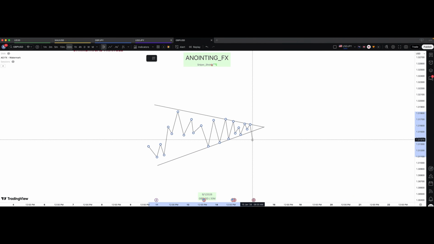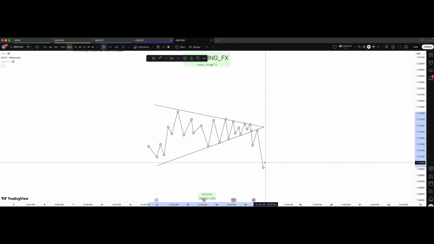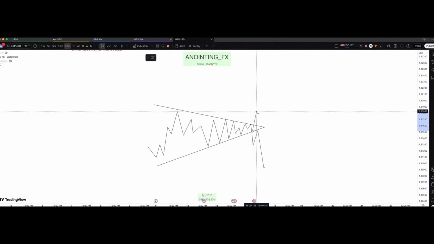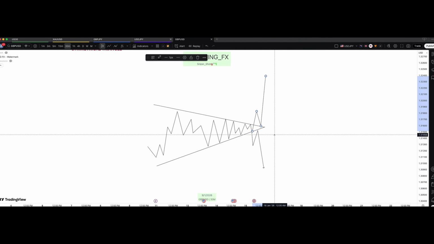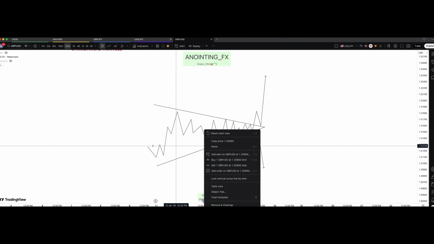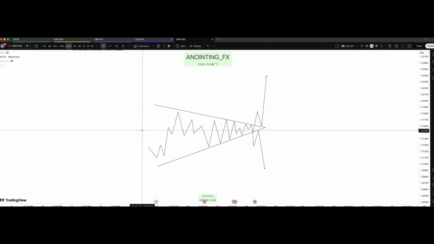So if price breaks to the downside, then it's going to retest and then continue to the downside more. But if it breaks to the upside, then it's going to retest and keep going to the upside. So that is that for the symmetrical triangle. Don't get yourself confused. Get to understand these patterns very well and have them at your fingertips. Now, let's go into the chart and look at some examples.